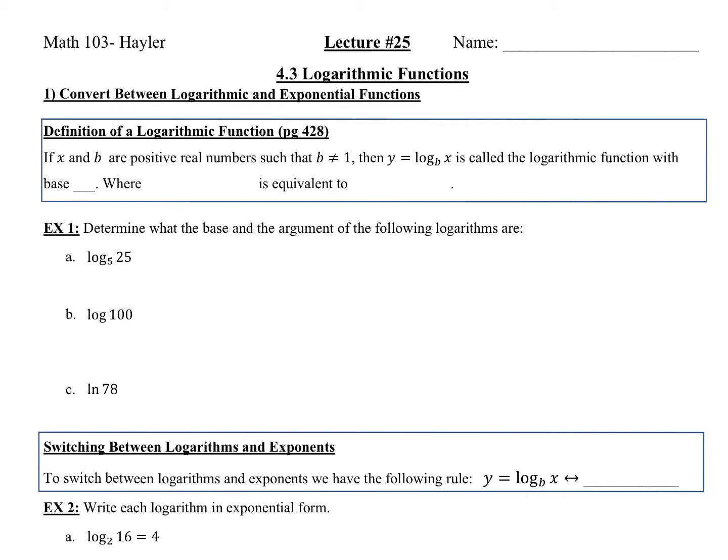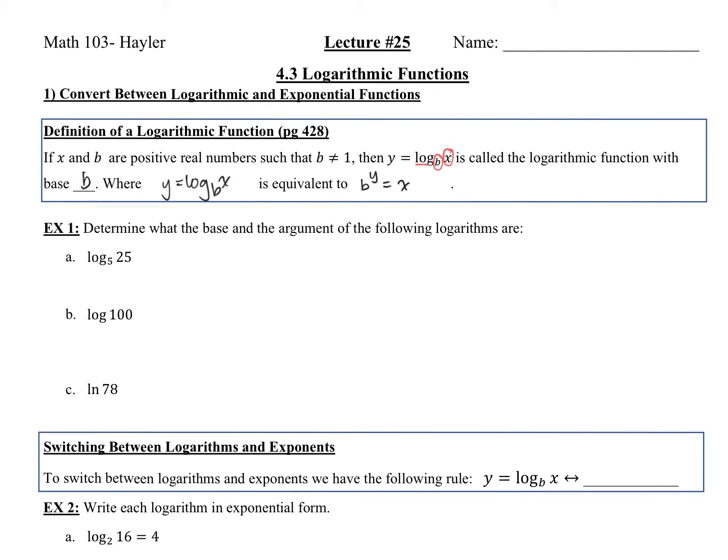By definition, if x and b are positive real numbers such that b is not equal to 1, then y equals log base b of x is called the logarithmic function with base b. Once again, for reading this, we say log base b of x, where y equals log base b of x is equivalent to b to the y power equals x. So this is where logs and exponents are related to one another.